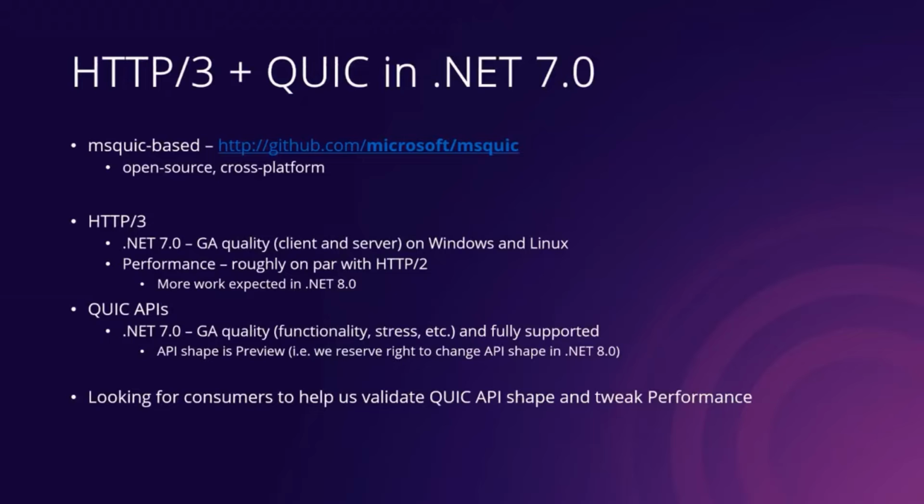So how would you use HTTP3 and QUIC in .NET 7? First of all, or not how would you use it, what you can use. First of all, HTTP3 and QUIC, HTTP3 is MsQuic based. It's a Microsoft open source project, cross-platform. You can jump in, contribute, look at it, view the code, whatever you want to do with that. HTTP3 in .NET 7 is general availability quality, GA quality, for both client and server on Windows and Linux. Our performance is actually pretty good. We're roughly on par with HTTP2.